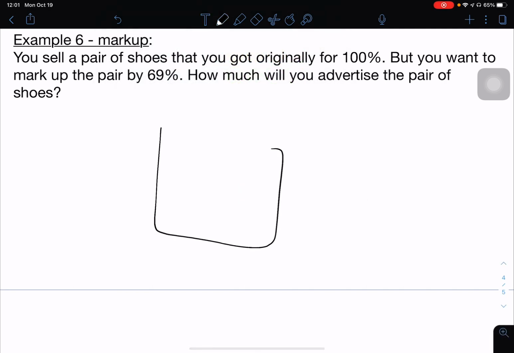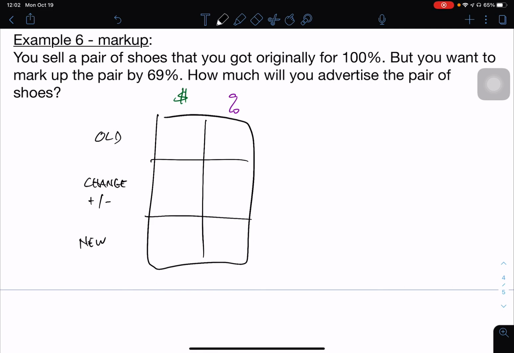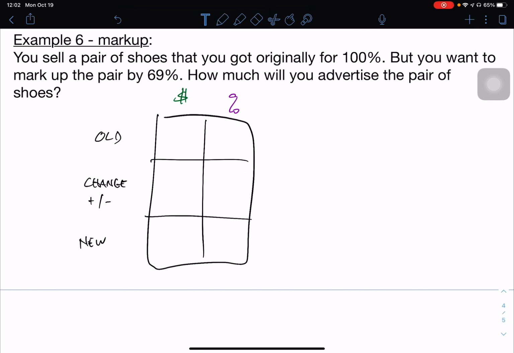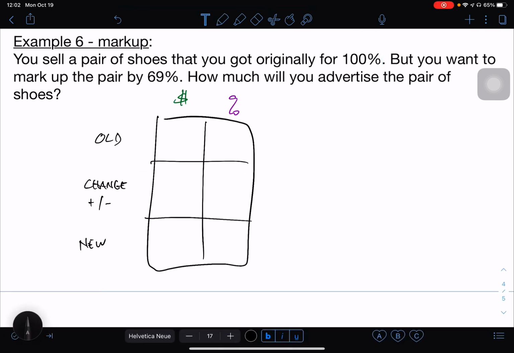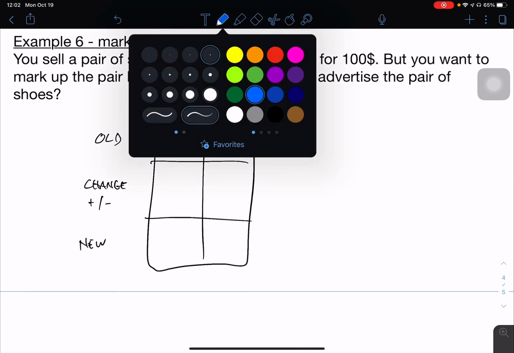So here, same box, percentage, $, old, change, plus or minus, and then new. And then we have the information here, right? Oh, this is a typo here though, that you originally got for $100. So this is supposed to be dollars there. $100. I said dollars, but I typed in.